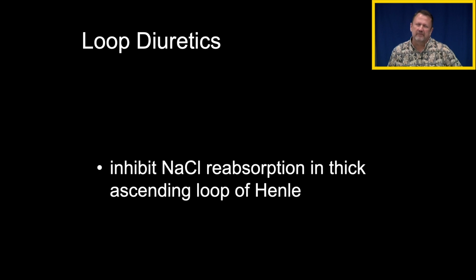All right, instead of preventing salt reabsorption in the distal convoluted tubule like thiazides, loop diuretics inhibit sodium chloride reabsorption in the loop. And that's what I want you to know. The thick ascending loop of Henle? No, in the loop. All right, that's what I want you to know. Loop diuretics block sodium chloride reabsorption in the loop. That's why they're called loop diuretics.